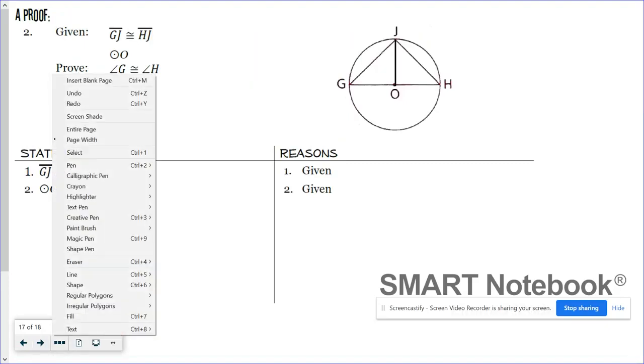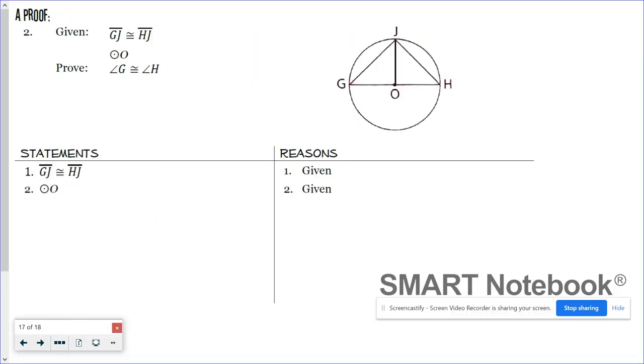So let's see this in action in a proof. So remember, when we are proving two triangles to be congruent, even though here it says prove angle G is congruent to angle H, I do need congruent triangles. Okay, so I always start with the given information. If it's a congruence given, I write it down and then I mark my diagram. So we know that GJ is congruent to HJ. When I mark my diagram, I notice that those are indeed sides of my two triangles.